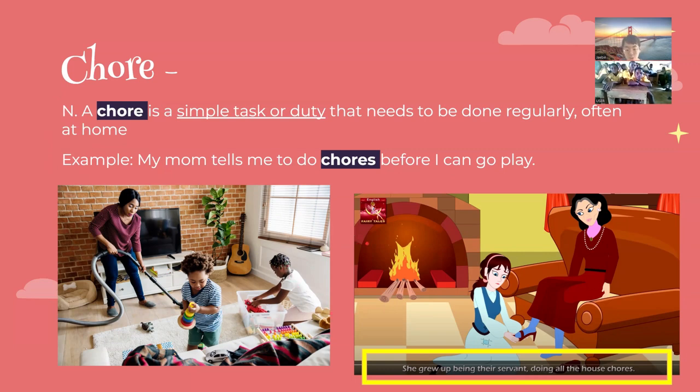And on the right in the story, it is used as Cinderella grew up being their servant, doing all the house chores. So Cinderella did all the house chores by herself and all the difficult and simple tasks that she had to do in the house. So that is what a chore is. It's a noun and a simple task or duty.